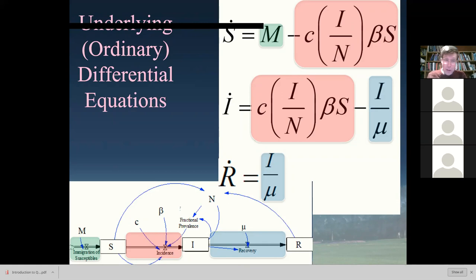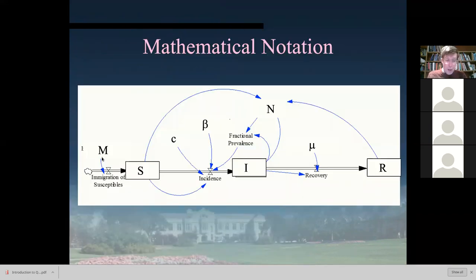Now, for those who haven't seen this before, you shouldn't panic, but you should realize that some maturity will be required to understand this. So S dot, I dot, R dot indicate for each of susceptible, infective individuals and recovered individuals, respectively, the rates of change of that. So how many people per day is susceptible going up by? The number of susceptibles, well, it's the number of people per day coming in from immigration, let's say, minus the number of people per day leaving because they're getting sick. They're no longer susceptible.